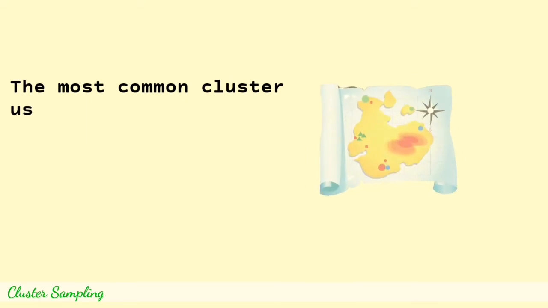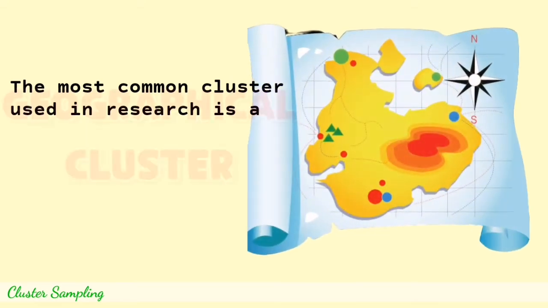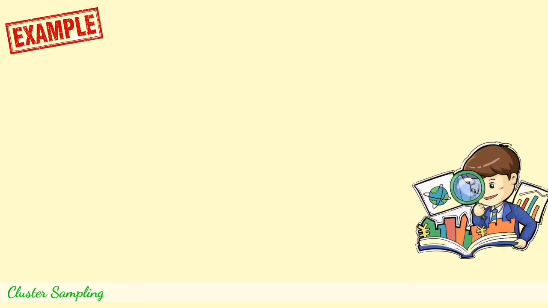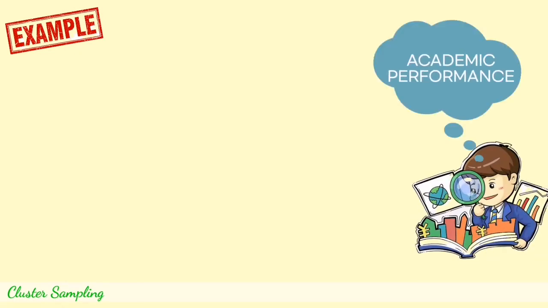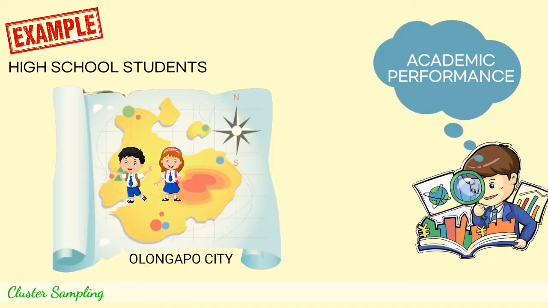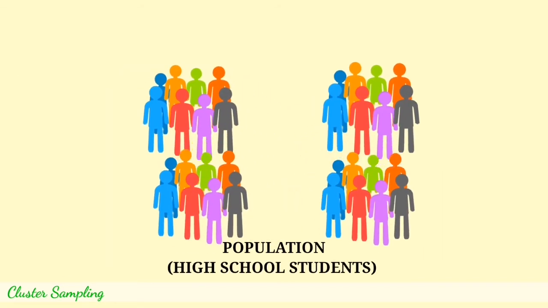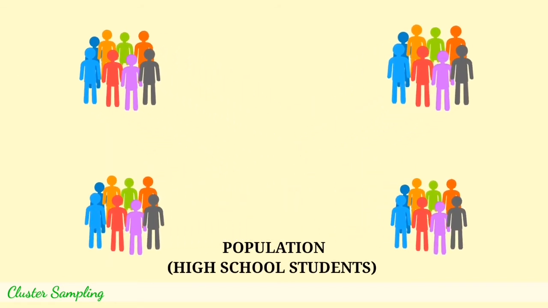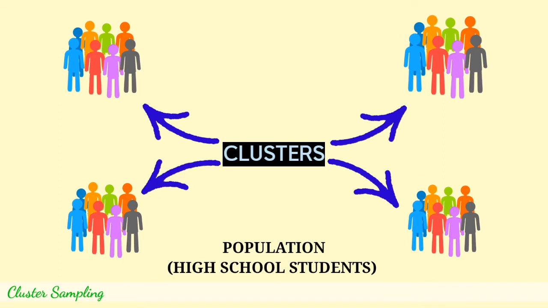The most common cluster used in research is a geographical cluster. For example, a researcher wants to survey academic performance of high school students in Olongapo. He can divide the entire population of high school students into different clusters. It can be District 1, District 2, District 3, and District 4.